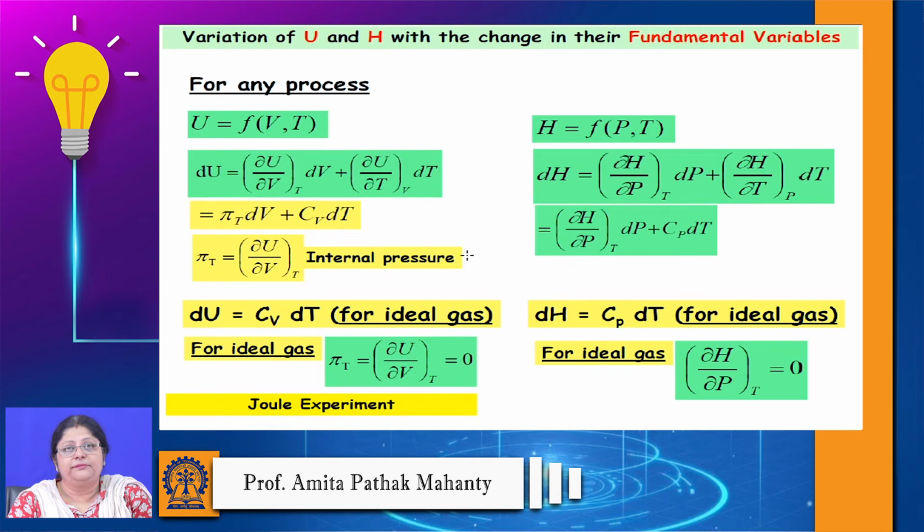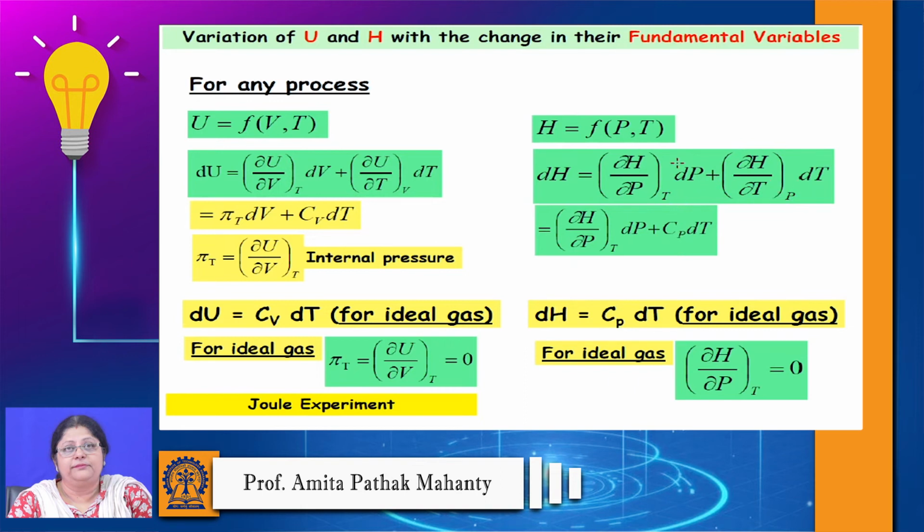Similarly, this is a fallout of Joule's experiment: the fundamental variables of H are P and T. So if you want to find the total change in H, which is also a state function, it will be the change of H with P at constant temperature times the total pressure change, plus how the enthalpy changes with temperature at constant pressure times dT.